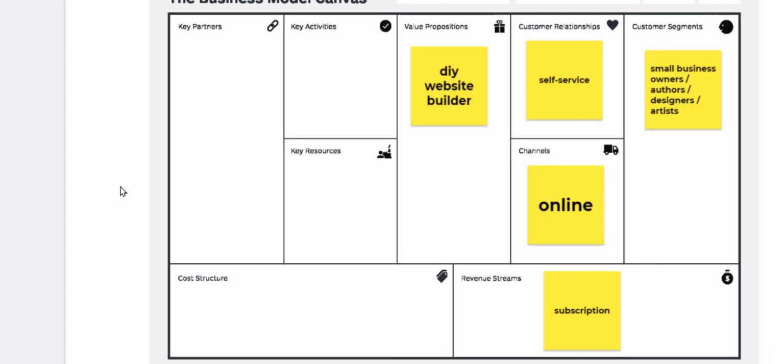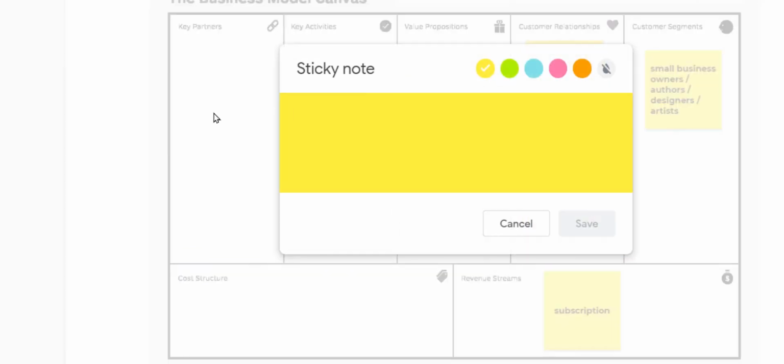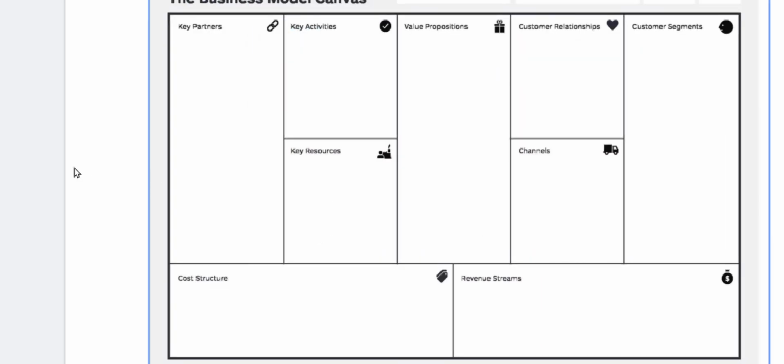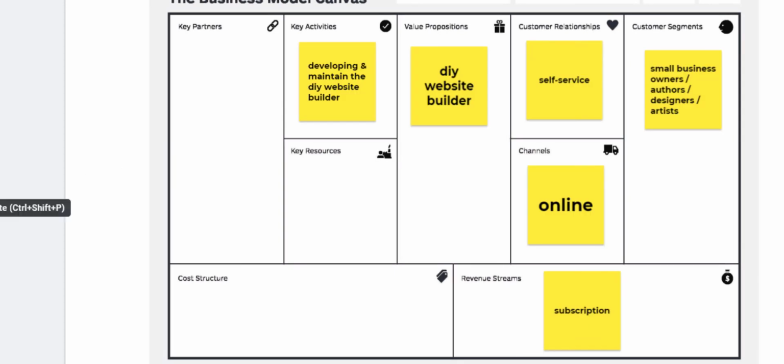Key activities. So key activities would be actually developing the DIY website builder. That would be developing and maintaining it. Develop, let's say, and maintain the DIY website builder. That would be crucial. It needs to be up, it needs to be maintained, it needs to be all of those things. What will be the key resources?